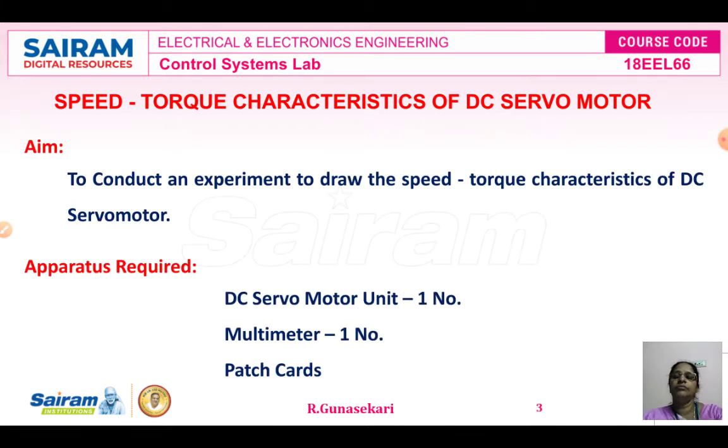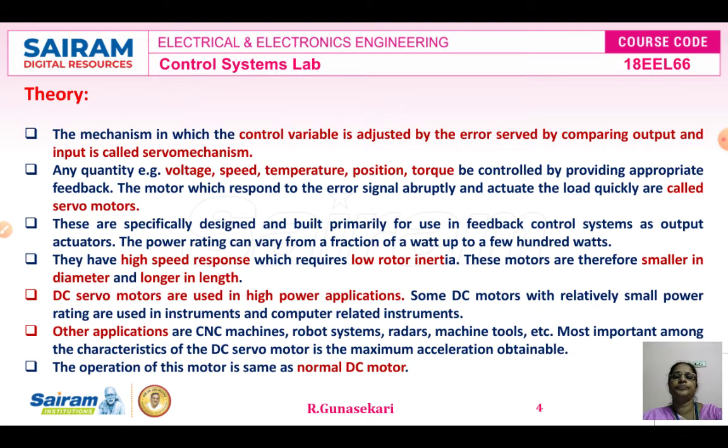Now the aim is to conduct an experiment to draw the speed torque characteristics of DC servo motor. Apparatus required: DC servo motor unit 1 number, multimeter 1 number, patch cards as required.